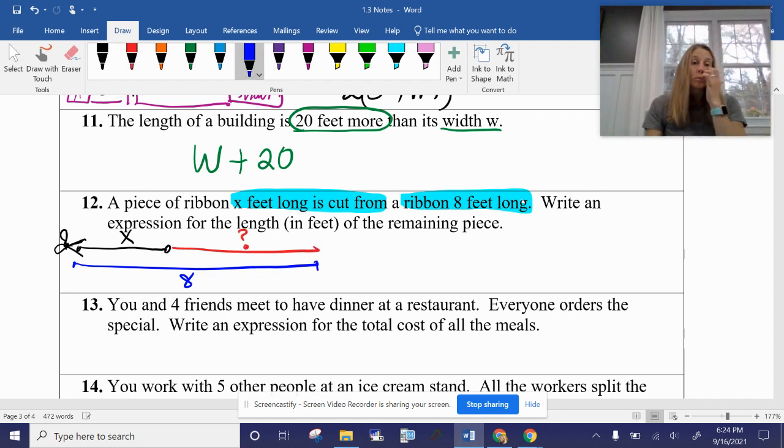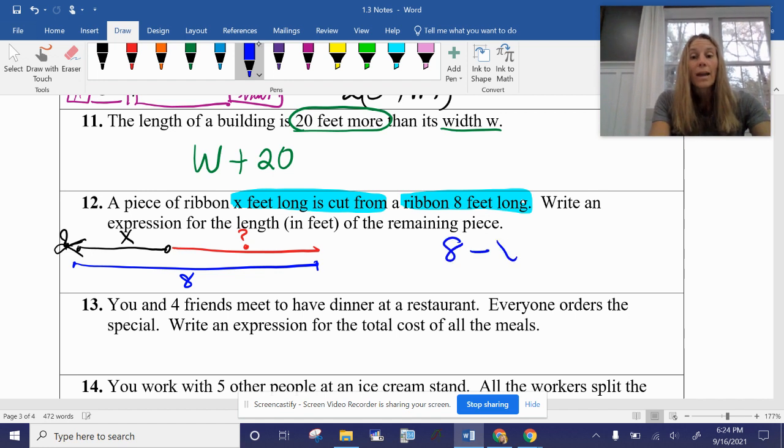So which piece do you need first? You need the entire ribbon, that total piece first, which is 8 feet. And then you're subtracting this little piece here from that 8 feet. And then that remaining piece will be left. So your expression for the remaining piece would be 8 minus X.